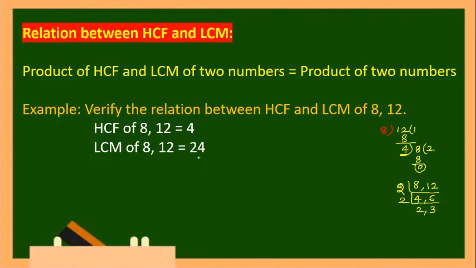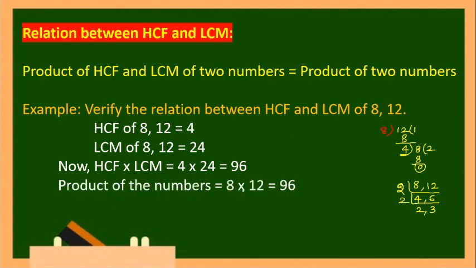So now what is their product? HCF into LCM, that is 4 into 24, is nothing but 96, which is the LHS. Now what are the numbers? Two numbers given, 8 and 12. So RHS is the product of the numbers, 8 into 12. We got again 96. So it is true. So hence the relation is verified. HCF into LCM of two numbers equals product of two numbers.